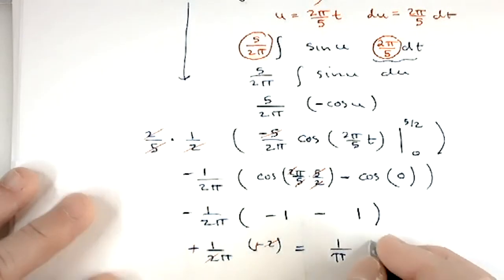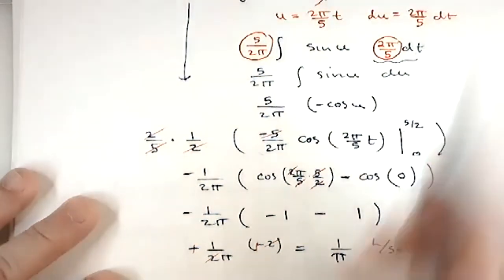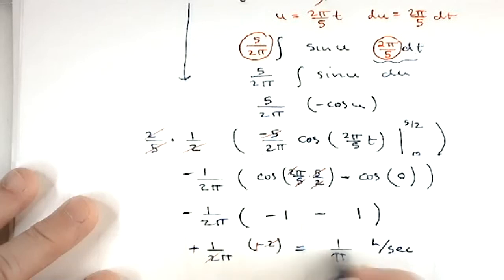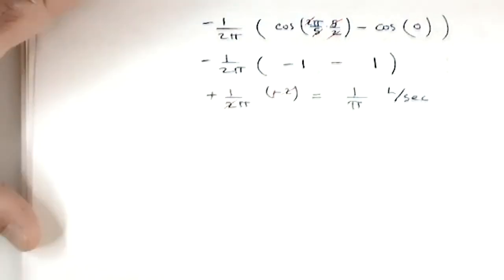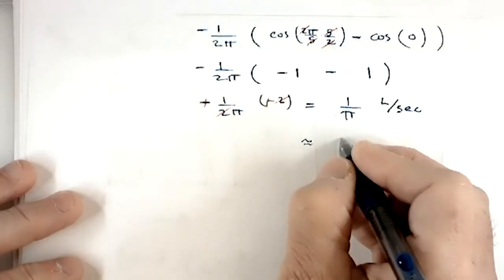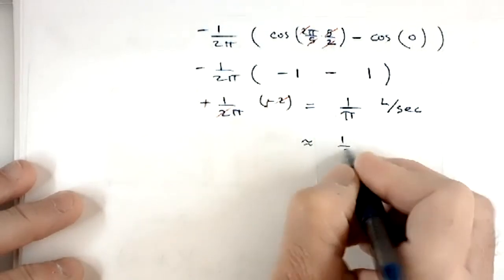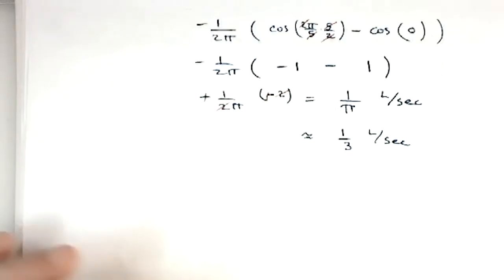And the units here would be in, this was the airflow, this was the average airflow. So this would be in liters per second. And if you're curious, what's a very rough approximation for pi? Very, very rough approximation. It's like about 3, right? So this is about 1/3 of a liter per second is your average rate of airflow.